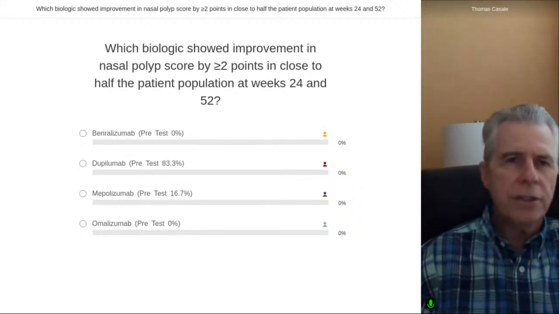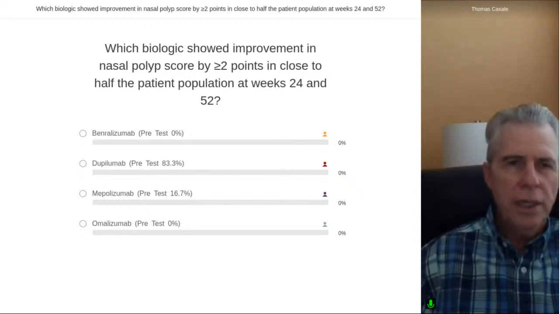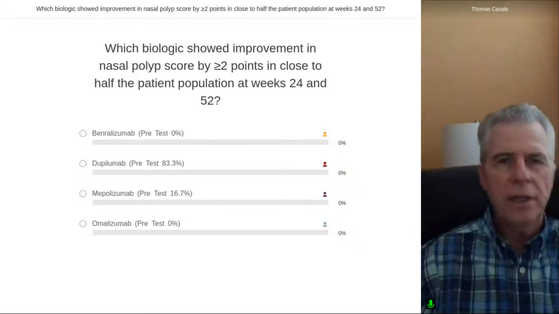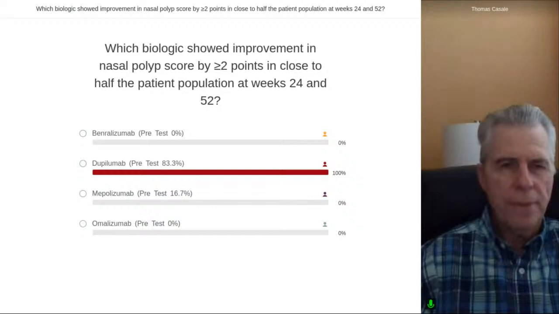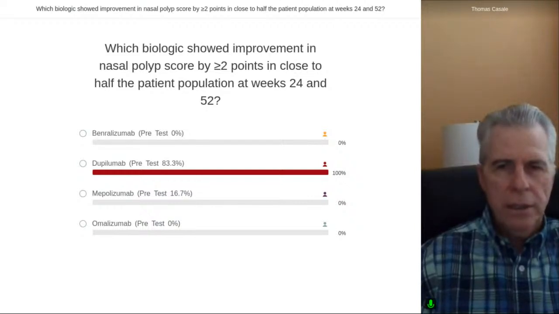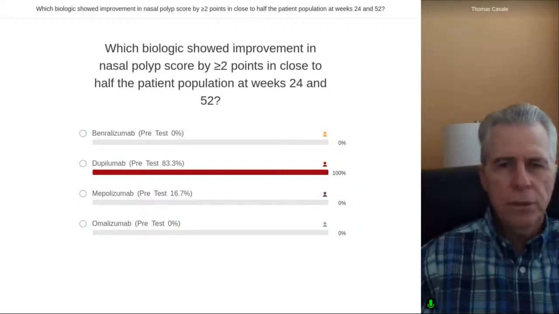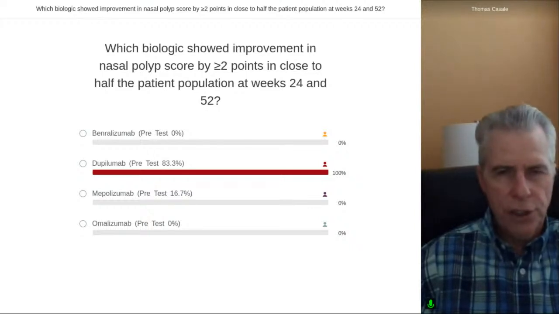Which biologic showed improvement in nasal polyp scores by at least 2 in close to half the patients at weeks 24 and 52? And you're correct. DUPILUMAB is the right answer. OMALIZUMAB was about a little over 1.1. Mepolizumab was just shy of 1.